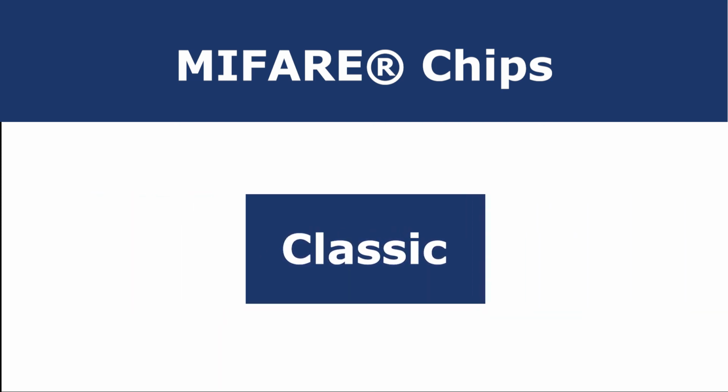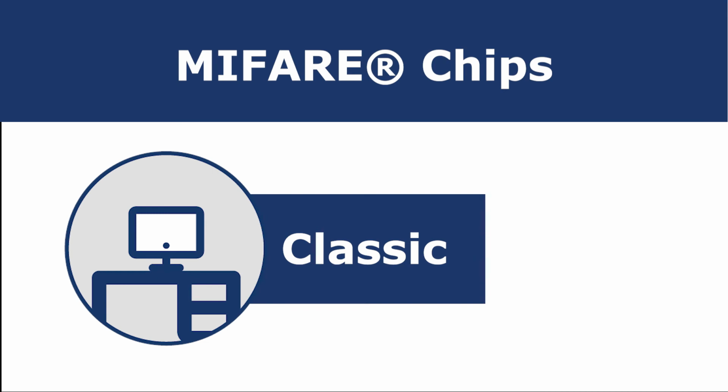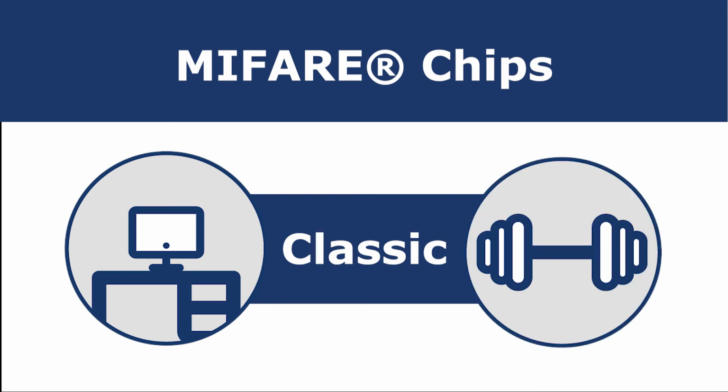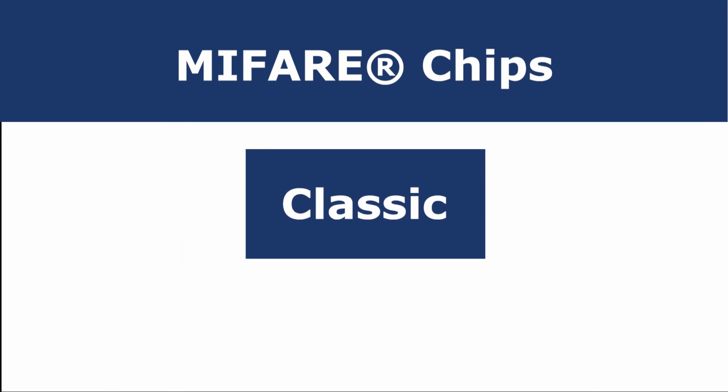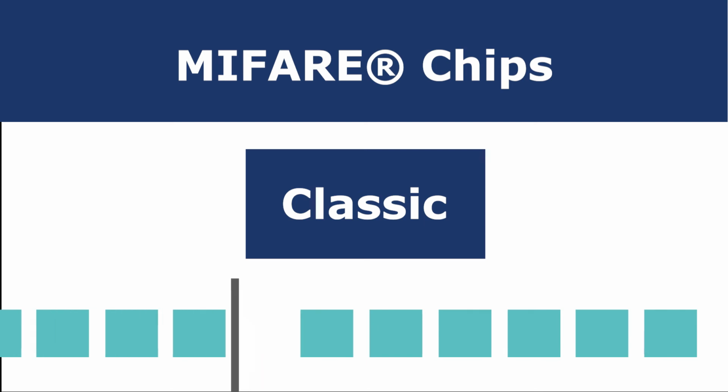MIFARE Classic is commonly used for access control systems that don't require a high security solution, such as corporate office buildings or gym and leisure facilities. The memory inside a MIFARE Classic chip is essentially just a storage device divided into sections and blocks for different parts of the data.